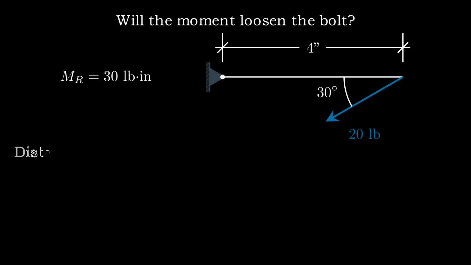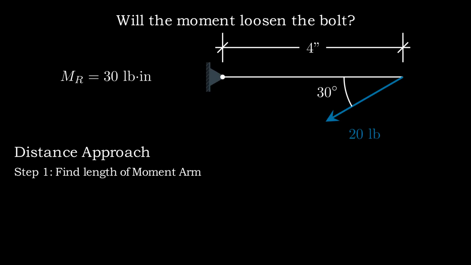Let's use the distance approach first. The first thing we need to do is solve for the length of the moment arm. The only dimensions we were given in the problem statement are the distance from the bolt to where the force is applied and the angle between the wrench and the line of action of the force. We also know that the moment arm is perpendicular to the line of action of the force. This right angle means that we can use trigonometry to find the length of the moment arm.